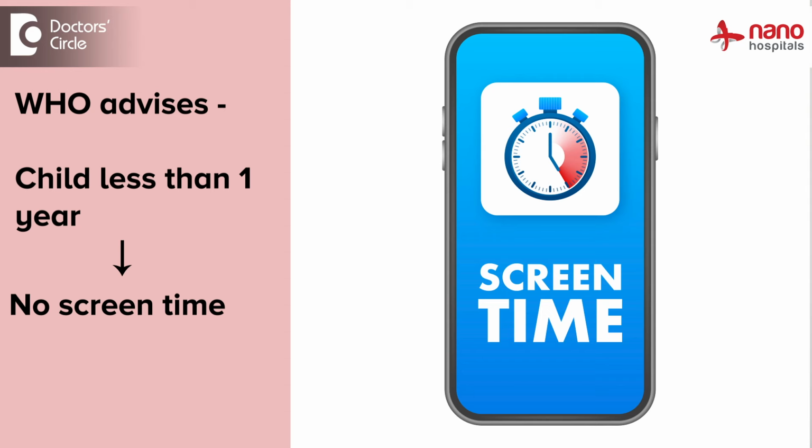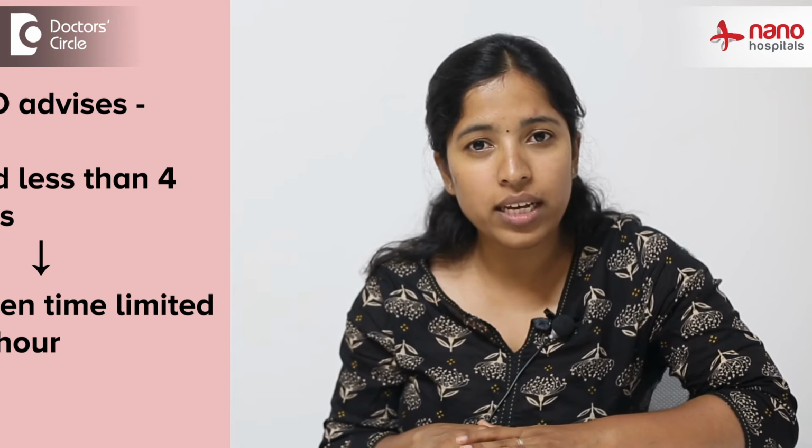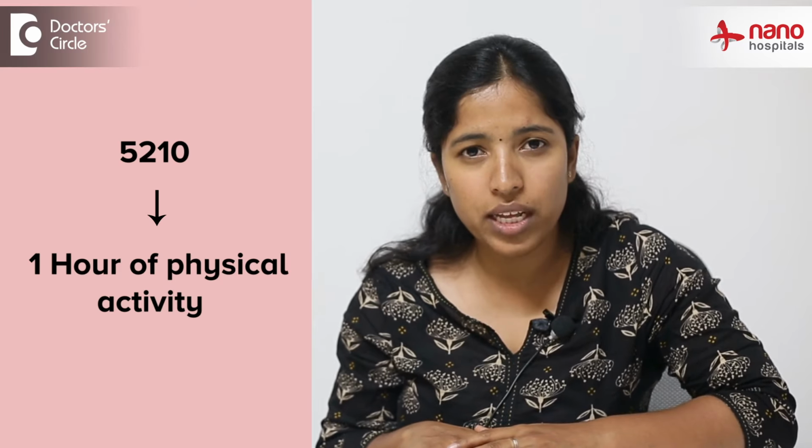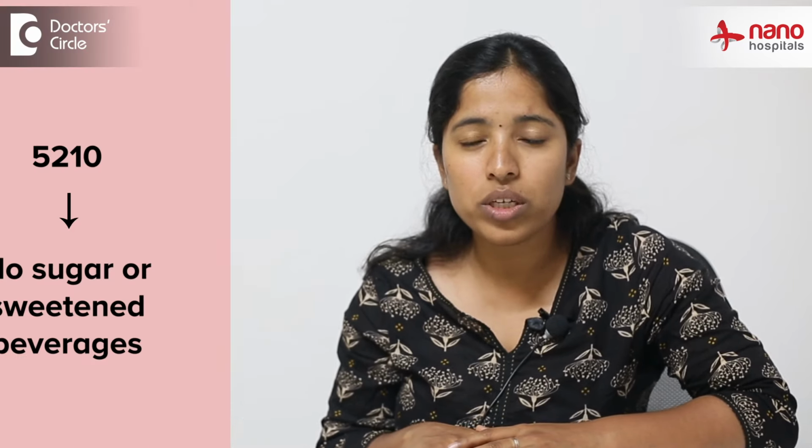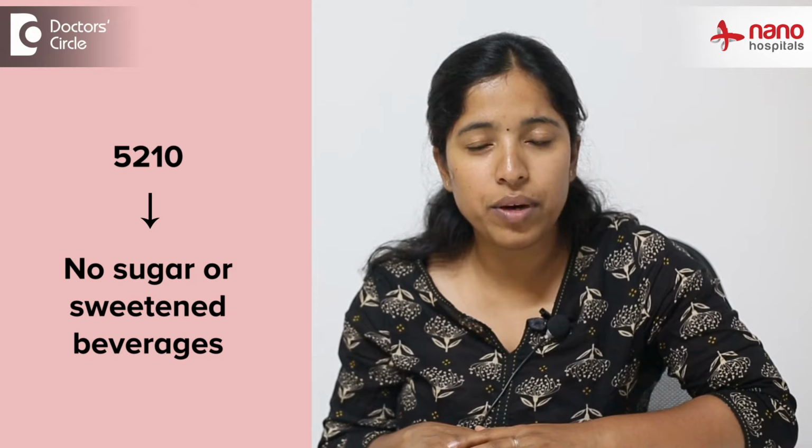It's a general rule, but WHO advises if the child is less than 1 year, there should be no screen time for the child. If the child is less than 4 years, it should be limited to 1 hour, and more than 4 years, it should be limited to less than 2 hours of screen time. 1 is 1 hour of physical activity. 0 is no sugar or sweetened beverages. So you have to follow this rule in your daily life to prevent obesity.